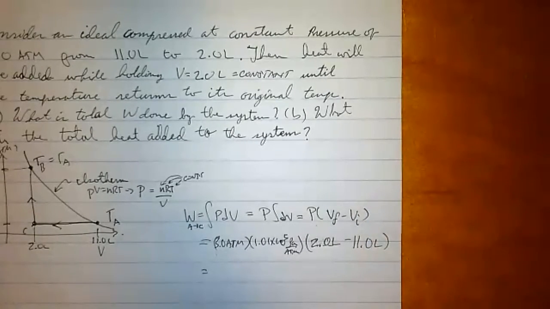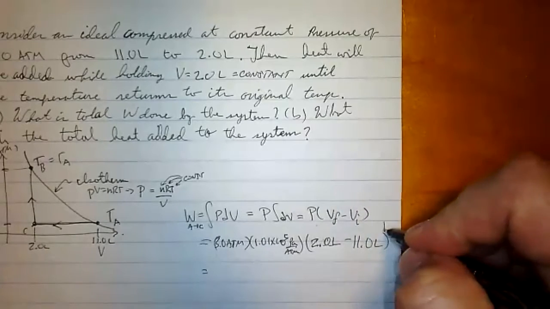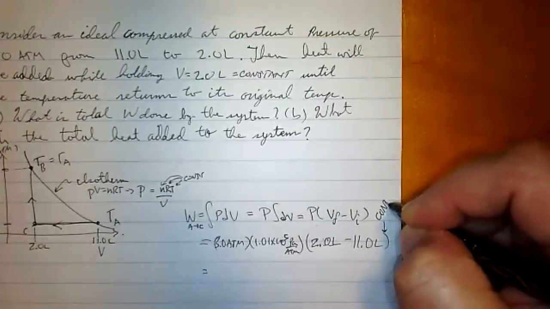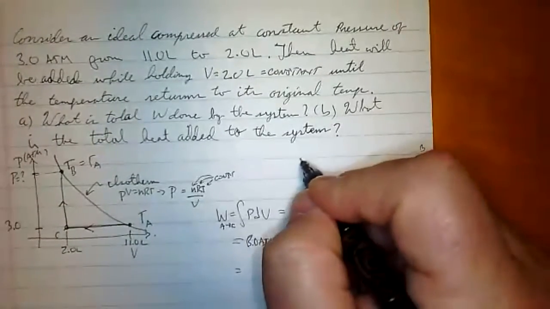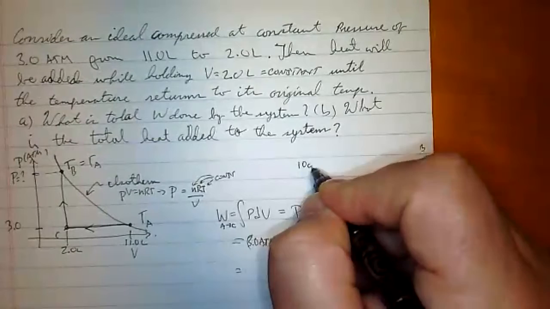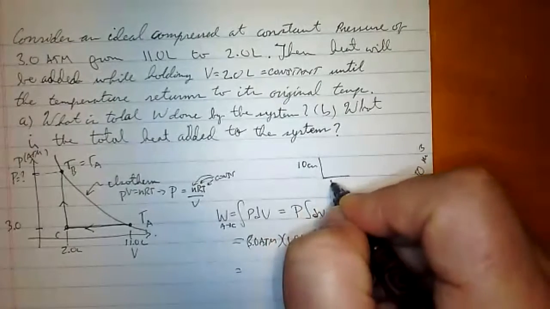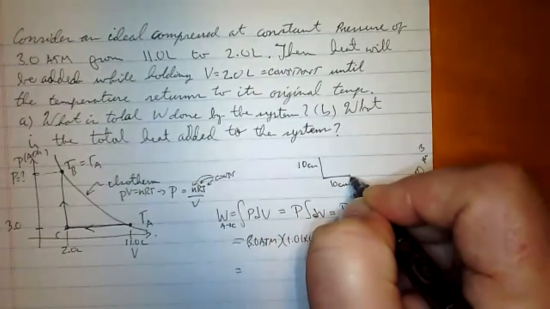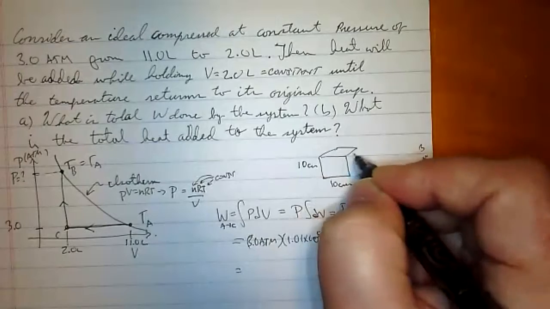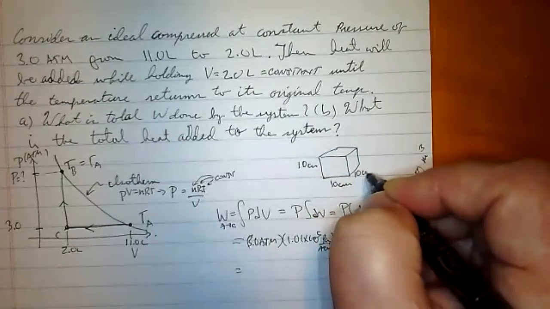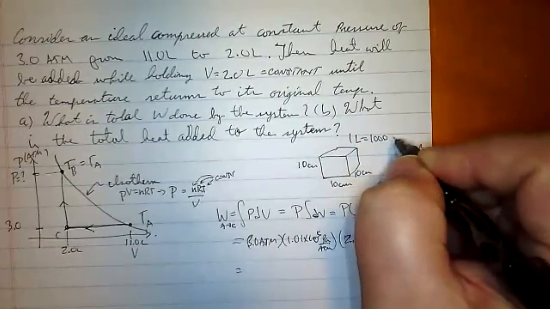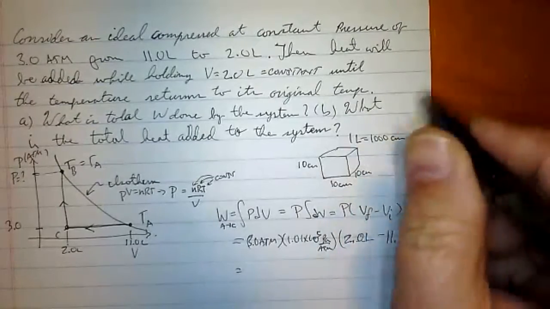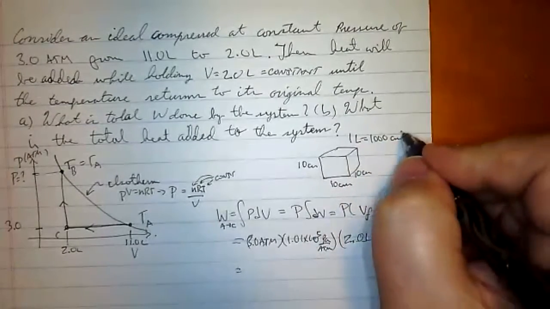So let's do that. What I'm using here is a liter is supposed to be 10 centimeters by 10 centimeters by 10 centimeters. That's what a liter is. So 1 liter is equal to 1,000 cubic centimeters, and that's centimeters cubed.